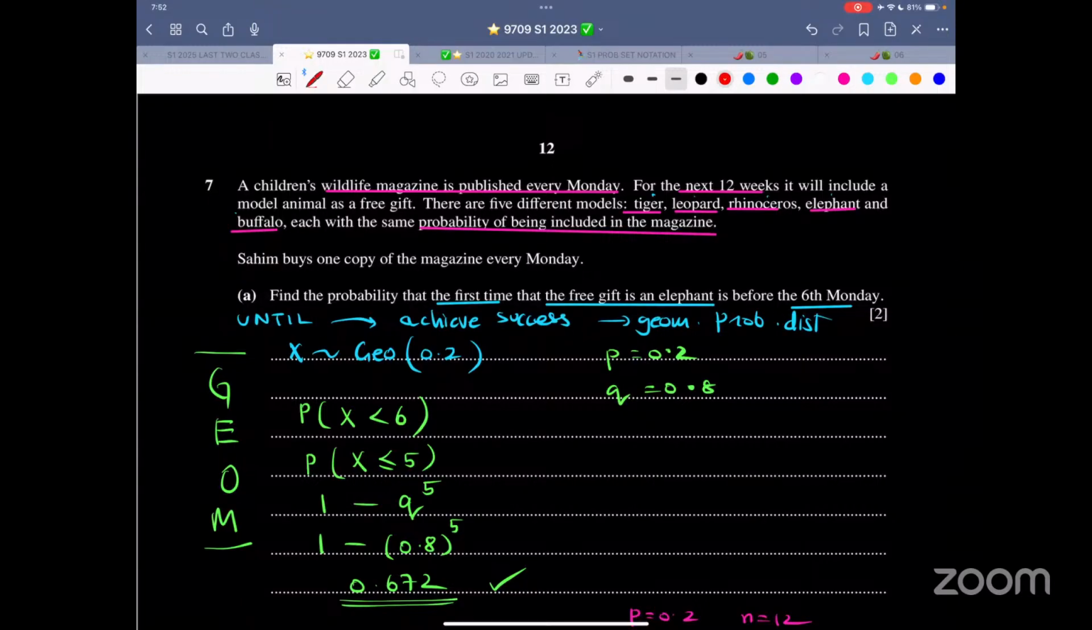Sahim buys 1 copy of the magazine every Monday. Find the probability the first time that the free gift is an elephant before the 6th Monday. Now, when we read this statement, that is before something, so that means this is about geometric probability distribution. Because the key word over here is until. Until and unless you achieve success, you won't stop. That is the trademark of geometric probability distribution.